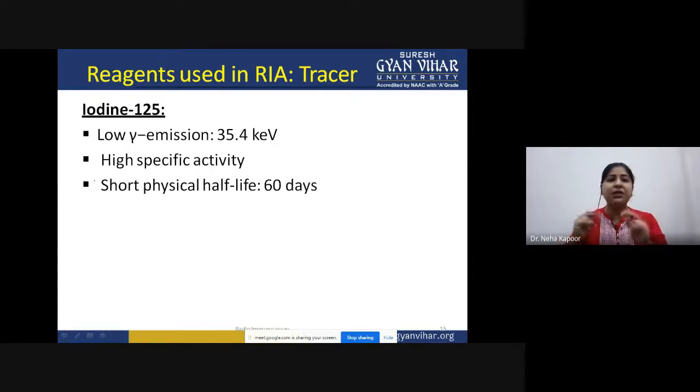Now, there comes the difference. In case of the beta ray emitters that we discussed, that is tritium as well as carbon 14, the physical life was very long. It was around 12.3 years in case of tritium, and in case of C14, it was 5.7 into 10 raised to power 3 years. However, in case of iodine 125, it is only 60 days. So keep in mind that its physical life is less.